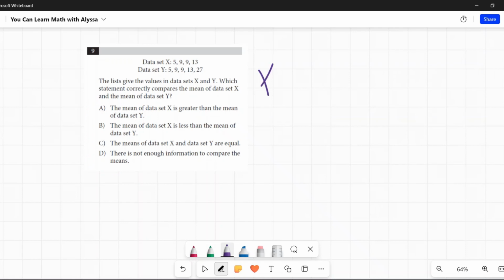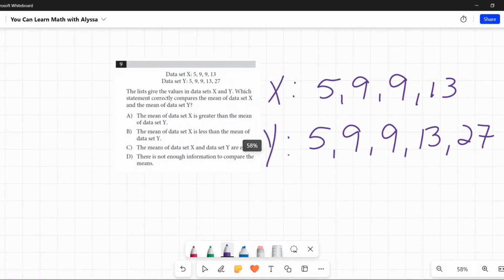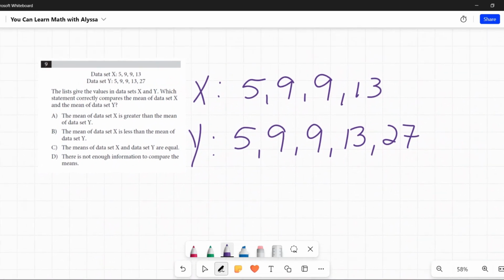All right, data set X is 5, 9, 9, and 13. And Y is 5, 9, 9, 13, and 27. There's 2 ways you can really do this. One, you don't actually have to do any math. It's more about understanding the concept of average or mean on a really deep level that you can answer it without doing any math. If you don't feel as confident in that and you want to do the math, that's fine. We want you to get this answer right. So we're going to do what works best for you.